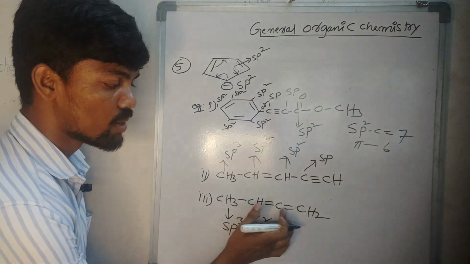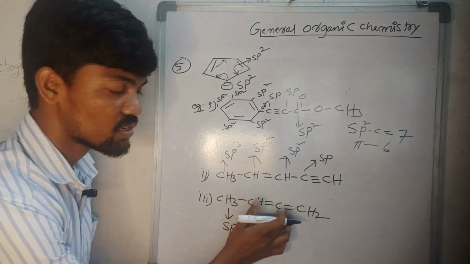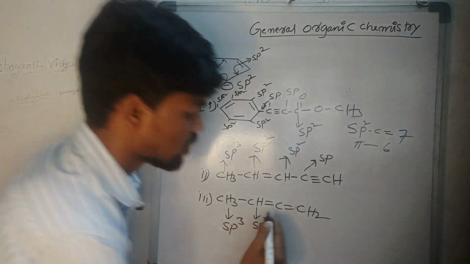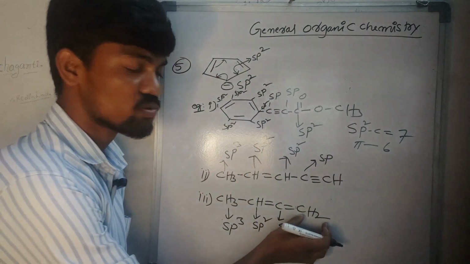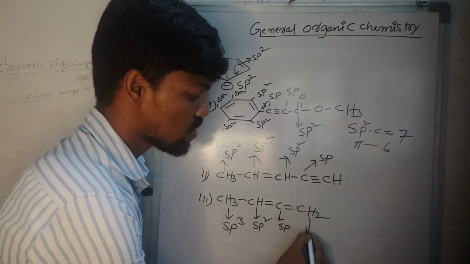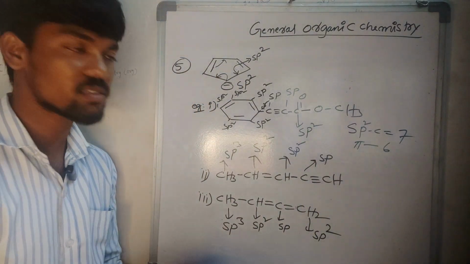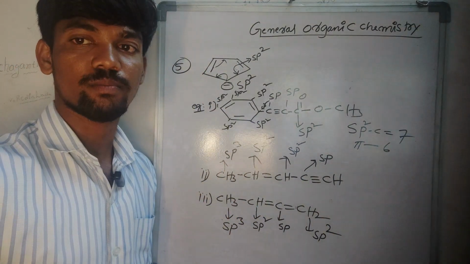Tell me how many pi bonds are attached to this carbon? 2 pi bonds, you know. So this one and this one, 2 pi bonds will be there. If 2 pi bonds are attached, definitely it has sp hybridization. Next, coming to this one, CH2 group, it will undergo sp2 hybridization. Okay, this is the way to find out hybridization.